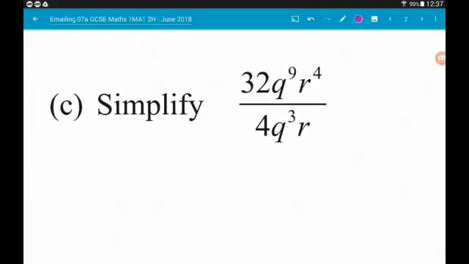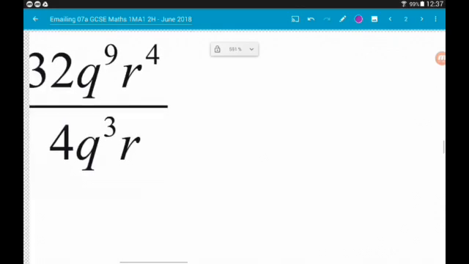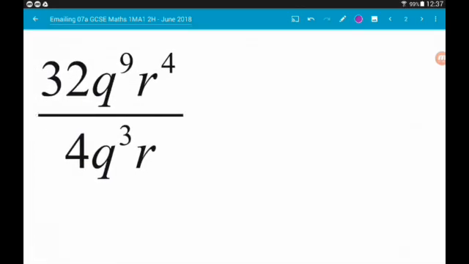Okay, now part C wants us to simplify 32 q to the 9 r to the 4 divided by 4 q to the 3 r. So the trick to one like this is to work through it bit by bit and cancel out common things as we go, common factors I should say. So starting with the normal numbers at the start, 32 can be divided by 4. So we can divide the top and bottom by 4. So first of all we can simplify this to 8 q to the 9 r to the 4.